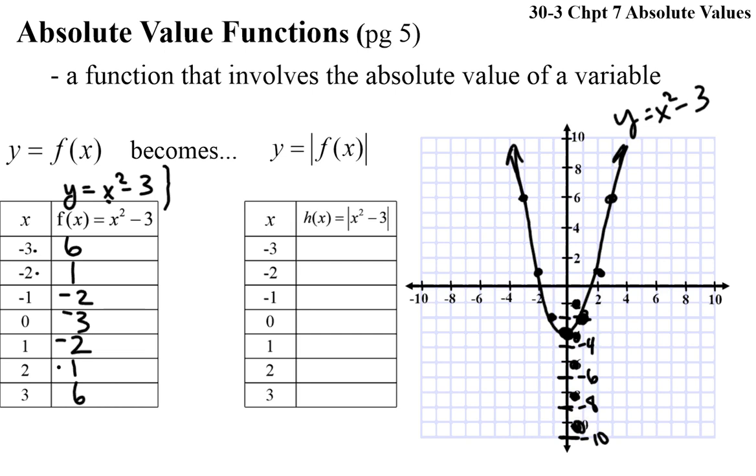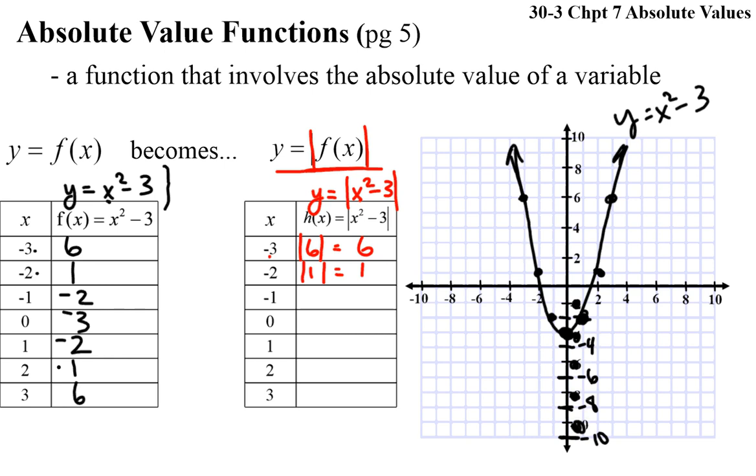Well, we're going to do the same thing, but now for y equal to the absolute f at x. So in this case, h at x, because again, it's a different graph, y is now the absolute of x squared minus 3. We plug the same thing in. Negative 3 goes in, still leaves us with a 6, but we want the absolute of 6, which is 6. Negative 2, 4 minus 3 is 1. We want the absolute of 1, which is still a 1.